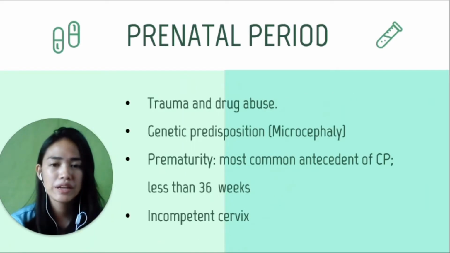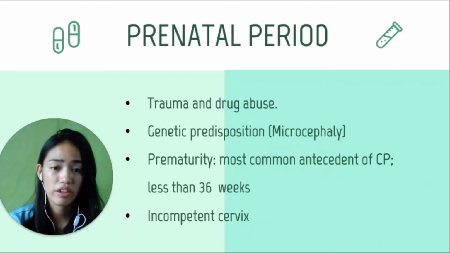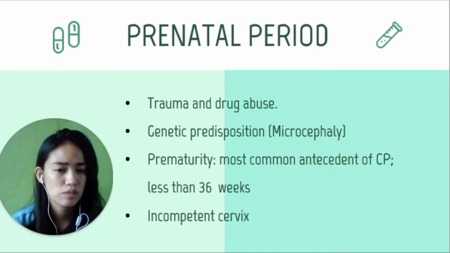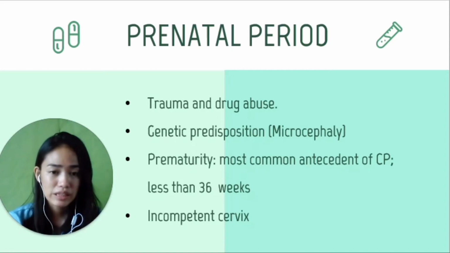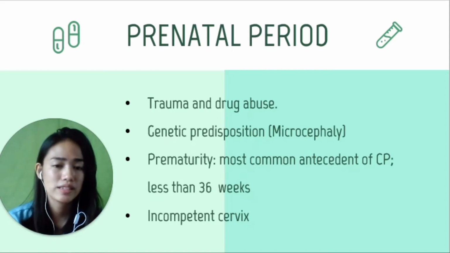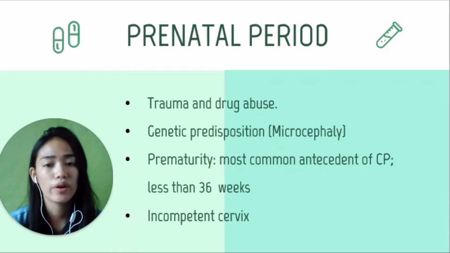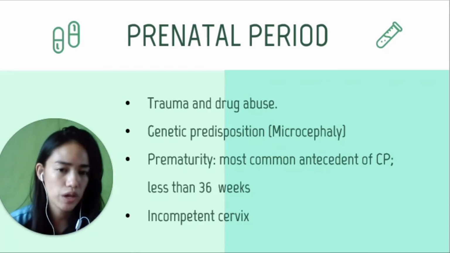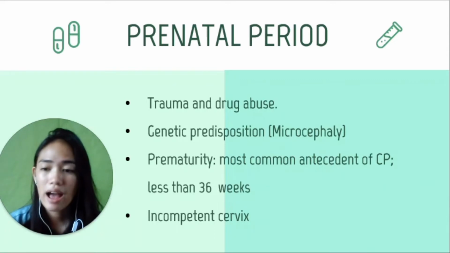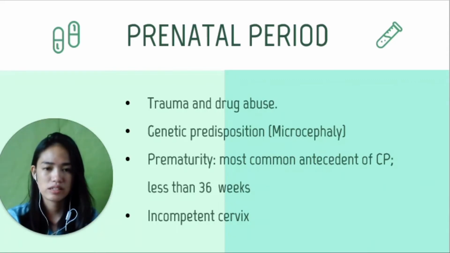Okay, under the prenatal period, we also have trauma and drug abuse of the pregnant mother, genetic predisposition such as microcephaly, and prematurity, which is the most common antecedent for cerebral palsy. This means that the baby is born at less than 36 weeks of gestation. And last, we have incompetent cervix.